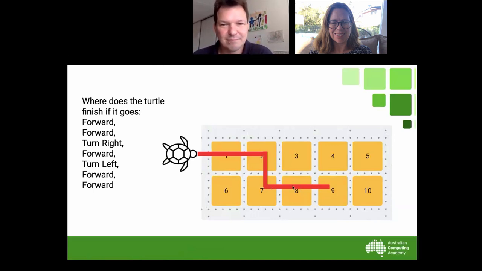That's a tricky one. Everyone who said they got to square number nine, well done. If you were thinking that we got to another square, have a look at those instructions again and see if you can figure out what the turtle was doing differently to where you thought it would go.